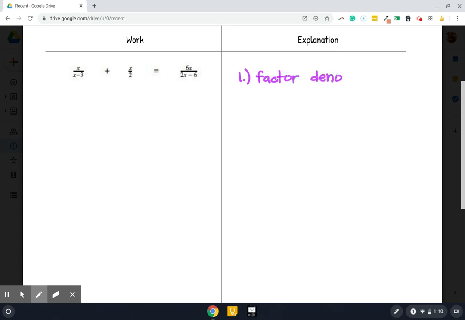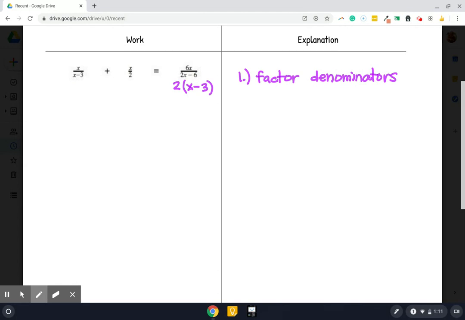When I look at this example on the left, I look at my denominators, and what I see is x minus 3, which is totally fine. There's nothing I can do with that. I see a 2, which, again, totally fine. Nothing I can do with that. And then I see 2x minus 6. And when I look at that 2x minus 6, I can think of that as 2 times x minus 3. It has a GCF. Both parts are being multiplied by 2.